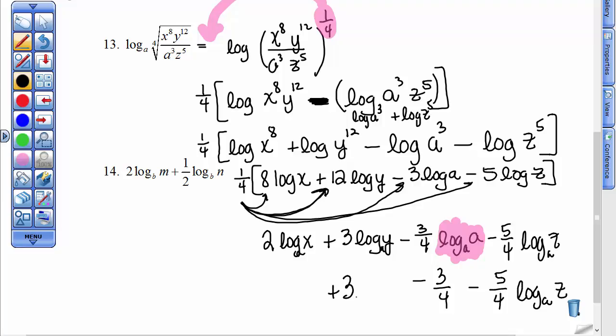So this one is 3 times the log of y, where the base is a. This one is 2 times the log of x, where the base is a. This is the expanded form of this original problem using all the properties. We'll come back and practice some more.